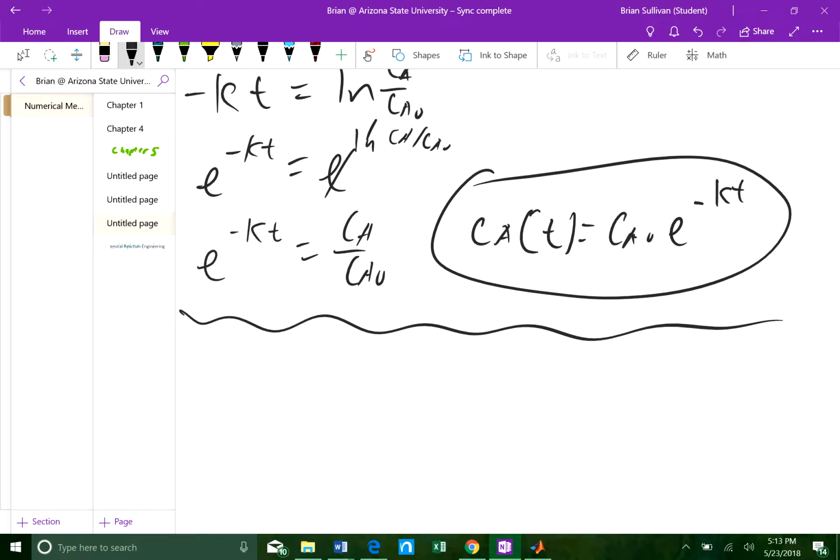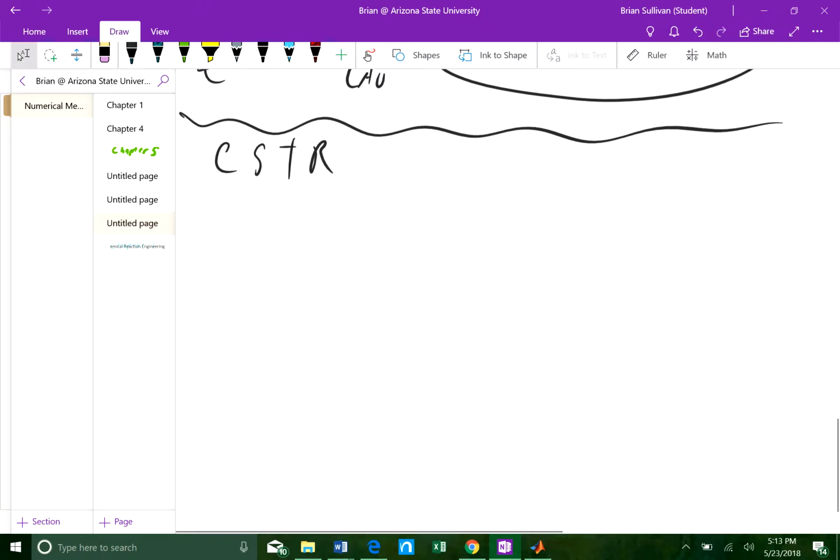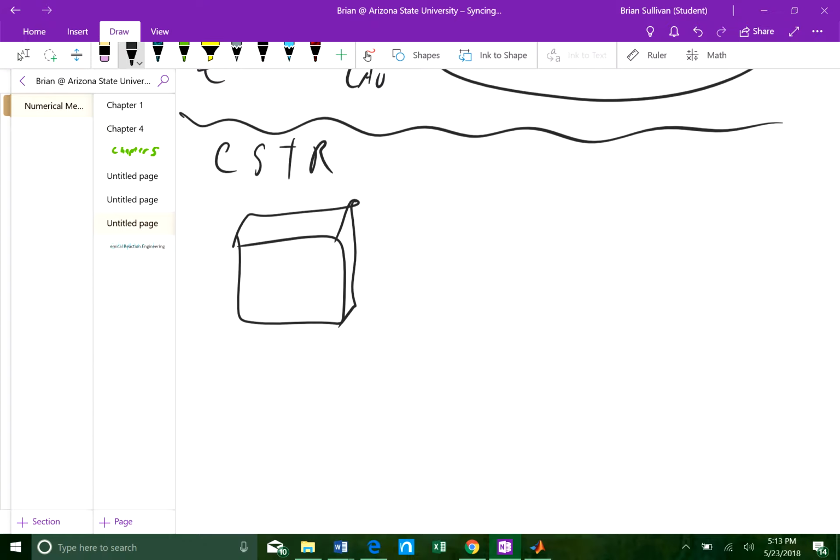Okay. I'll do the continuous stirred tank reactor right now for the material balance. And here's what it looks like. Let's say it's a batch reactor box type thing. But what you have is you have an inflow and you have an outflow. Like this.